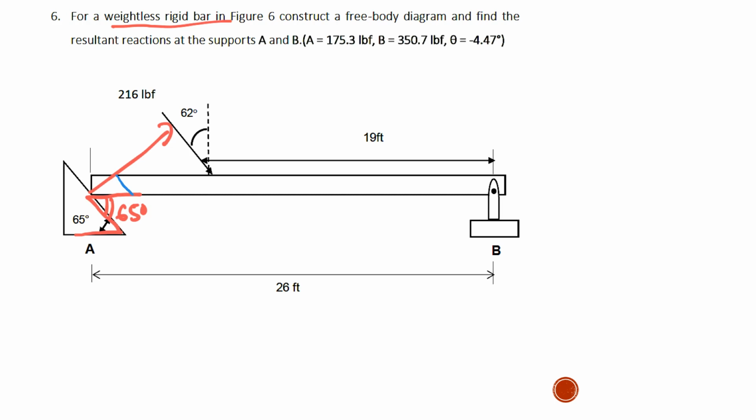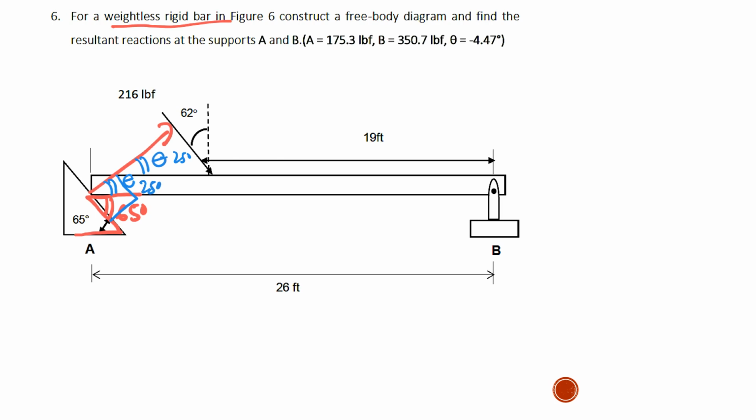This one is 90 degree. You need to find this part, because this part is the same as this one. So 90 degree minus 65, then you are going to get 25. So this is 25 degree and this is also 25 degree. That's how we do it. That's how you get the angle for the support A.